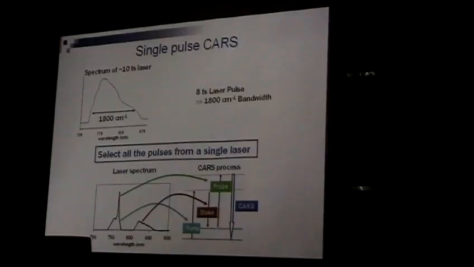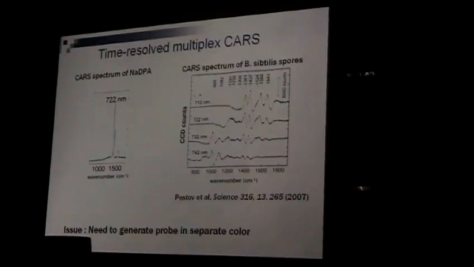So that's one way, but still you have to make the 3 pulses and they have to synchronize. Can you now apply this in a microscope? Actually, this data is not from a microscope. You have to use an amplifier and a very sophisticated, high-end laser. So this is what I'm doing.